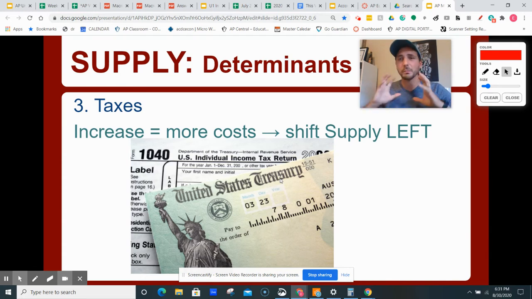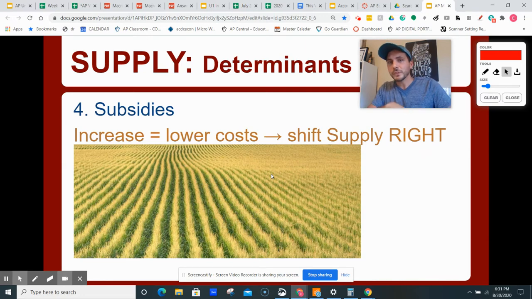Remember, taxes is just money. We call it leakage in economics. It's money that doesn't go to the business. It doesn't go to the consumers. It goes to the government instead. It leaks out of the circular flow, leaks out of our economy as a result. So when taxes are increased, it'll shift left. When taxes are decreased, it'll shift right. Again, think cost. Okay. On the flip side is a subsidy.